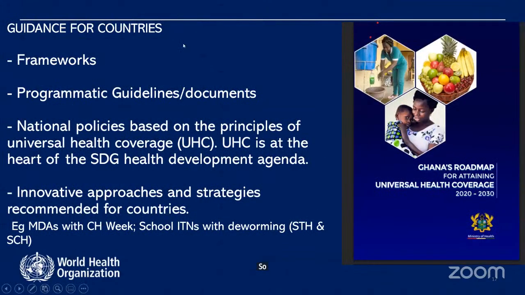So what is some of the guidance for countries? I think the frameworks have already been mentioned. In addition to that, we also have programmatic guidelines and documents for each of the programs that can guide the countries and the programs. And above all, national policies are also very important. So there should be national policies that are based on the principle of universal health coverage, where no one is left behind. Universal health coverage is at the center, at the heart of the SDGs.